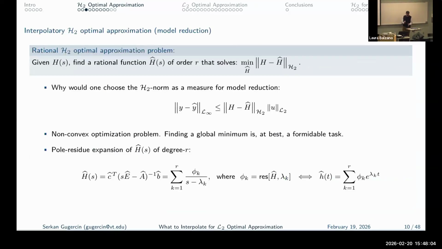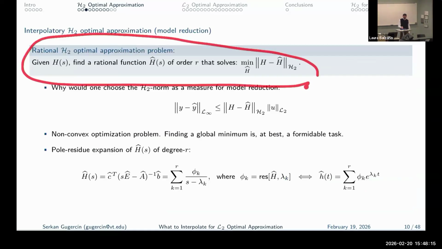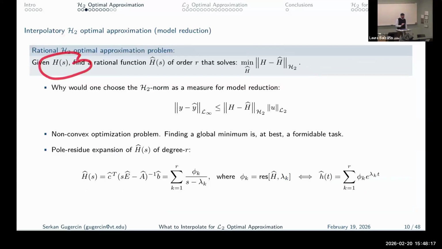So then where's the interpolation? Because I said, okay, mirror image, Hermite interpolation. So where does the interpolation come in here? It's about to show up. And this is the first problem we are going to look at. Somebody gave me a full order model H. I want to find a degree r rational function that minimizes the H2 distance. So what is the best degree r rational function that minimizes the H2 distance?